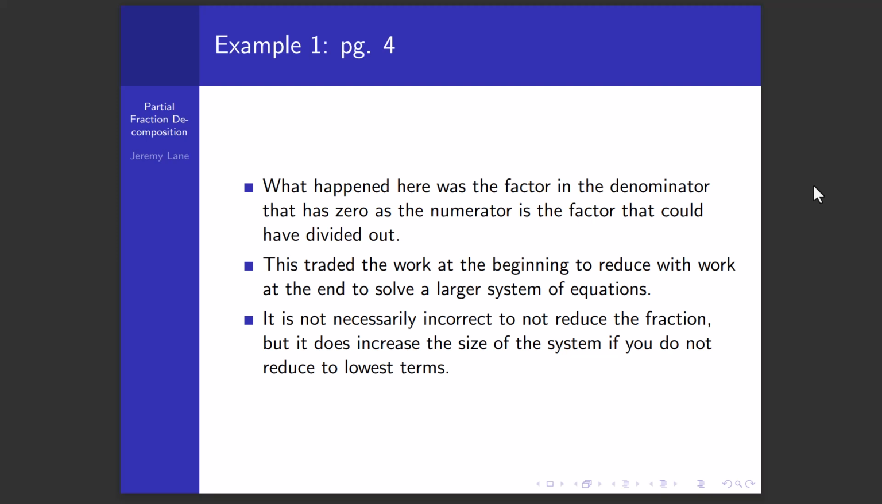What this did is that it traded the work at the beginning to reduce the proper rational function to shifting that work to the end in order to solve a larger system of equations. While it is not necessarily incorrect to not reduce the rational function, it does result in an increase in the size of the system if you do not reduce your rational function down to lowest terms.